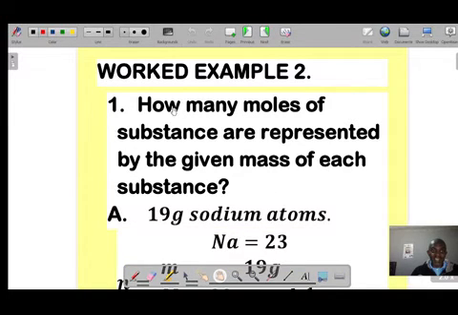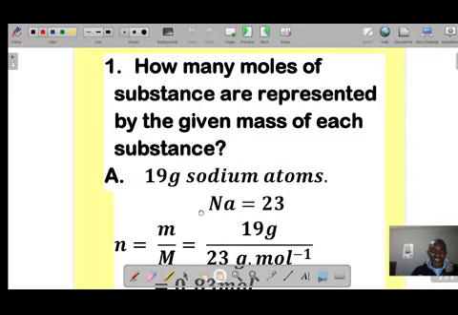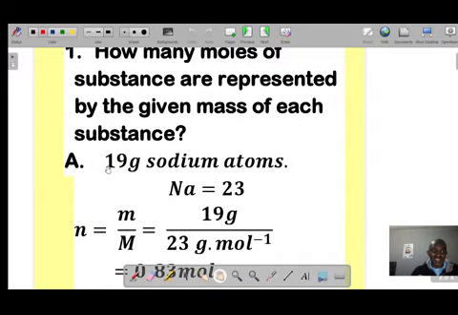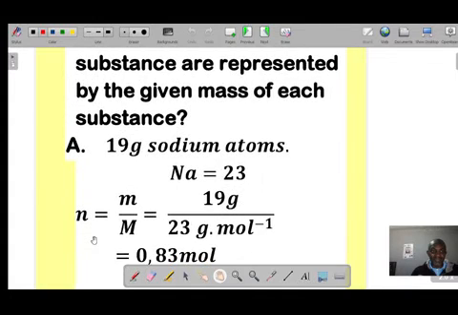Example 2 says, how many moles of substance are represented by the given mass of each substance below? Part A is sodium atoms, 19 grams of sodium atoms. Don't forget that sodium from the periodic table is 23 grams per mole, and the given mass is 19 grams. So I want to know how many moles are contained in 19 grams of sodium atoms. The formula says number of moles equals mass over molar mass, so the given mass is 19 grams divided by 23 grams per mole.